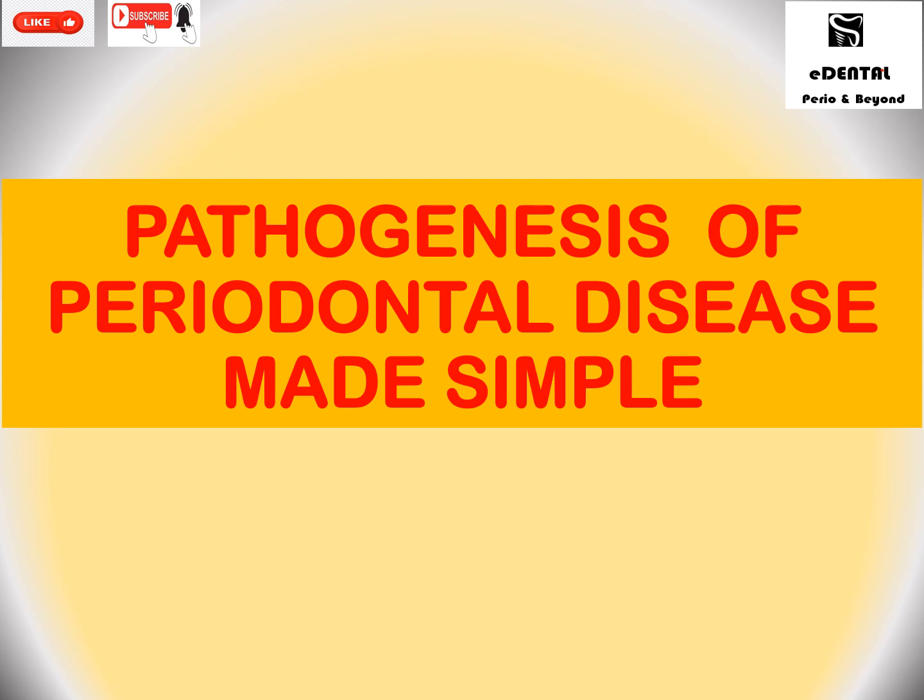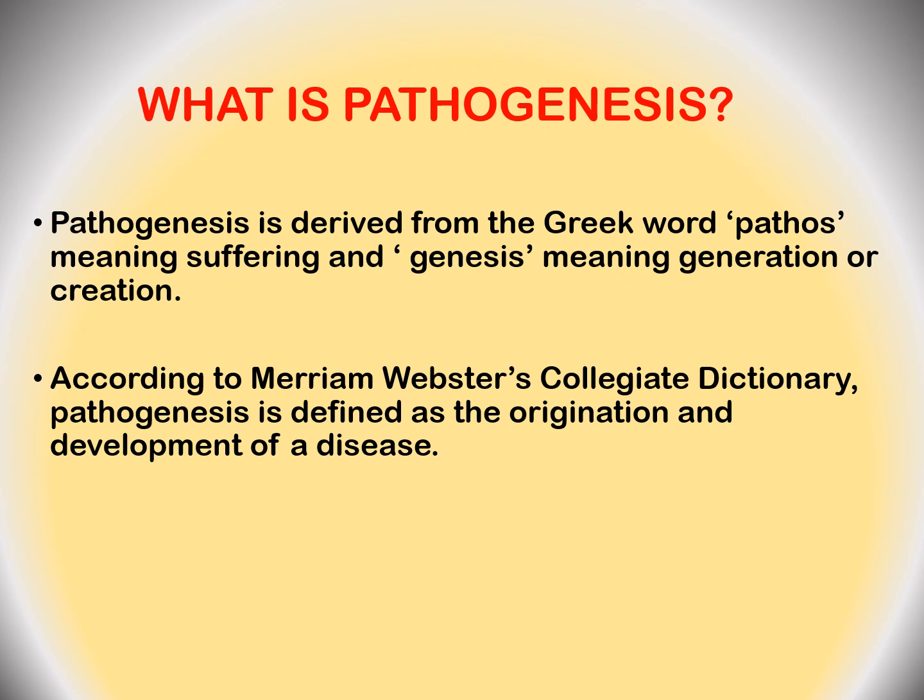Today in this video, let's understand the pathogenesis of periodontal disease in a simple way. So what is pathogenesis? Pathogenesis is derived from the Greek terms pathos, which means suffering, and genesis, meaning generation or creation. According to Merriam-Webster's Collegiate Dictionary, pathogenesis is defined as the origination and development of a disease. In simple terms, pathogenesis refers to how a disease begins and develops.